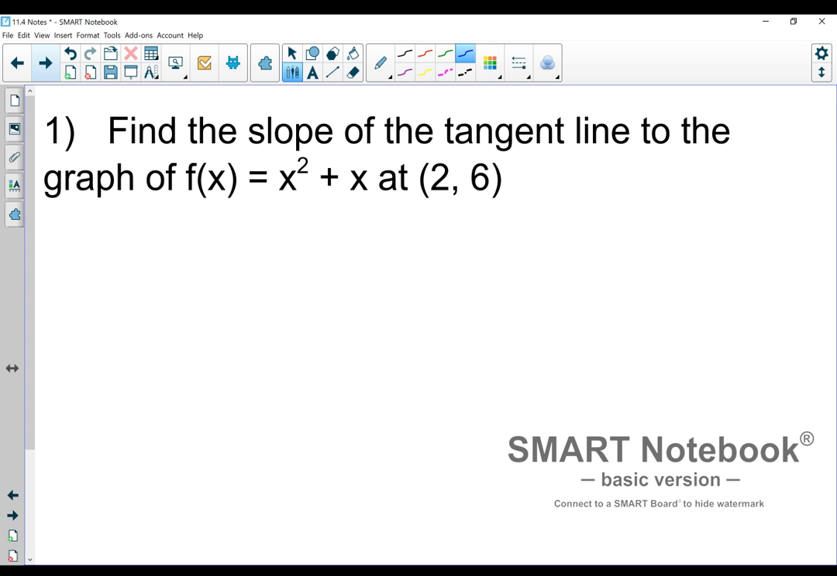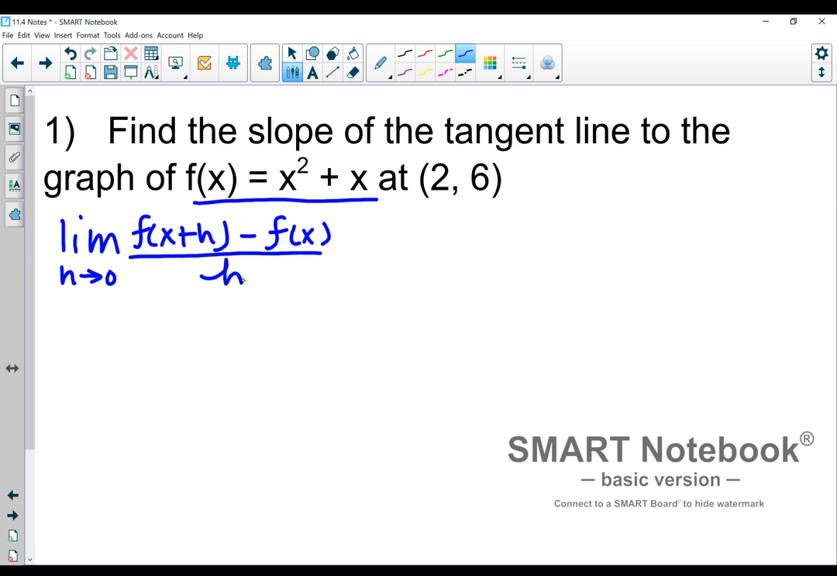So for number 1, I want to find the slope of the tangent line. And I have a graph, f of x equals x squared plus x, and then I have a point. The first thing that I really want to do is that thing we just wrote out. Limit as h goes to 0 of f of x plus h minus f of x all over h. So that's how I'm going to find an equation for my slope. M is going to equal that.